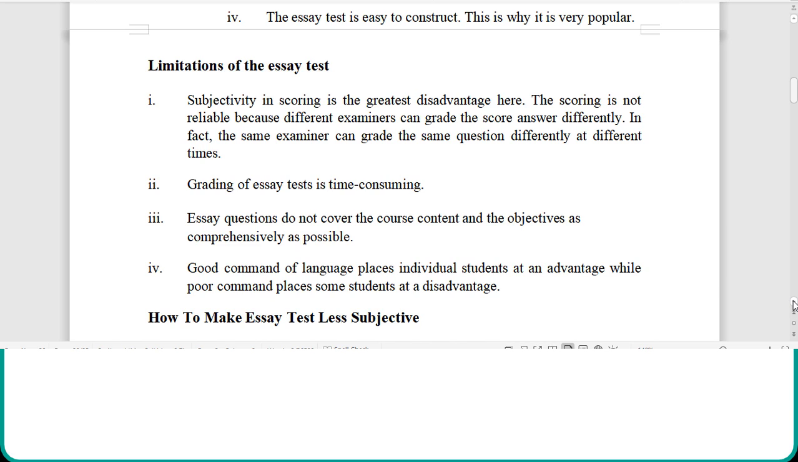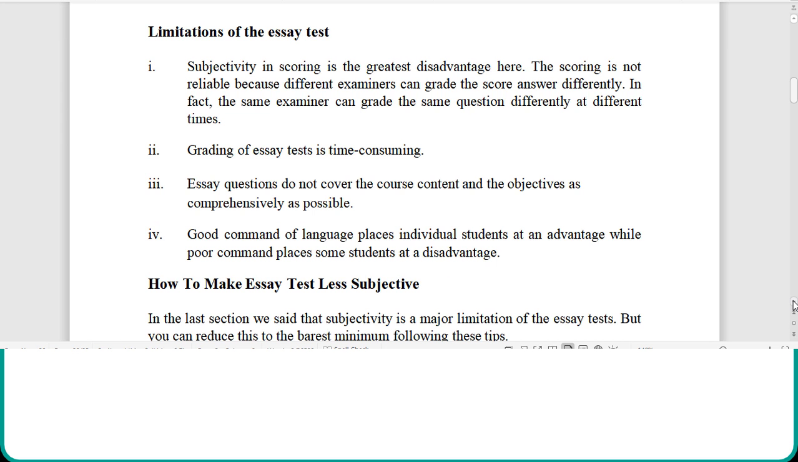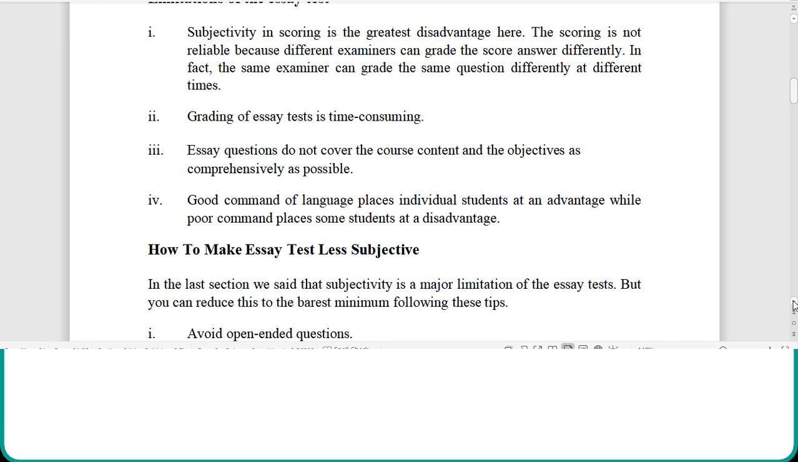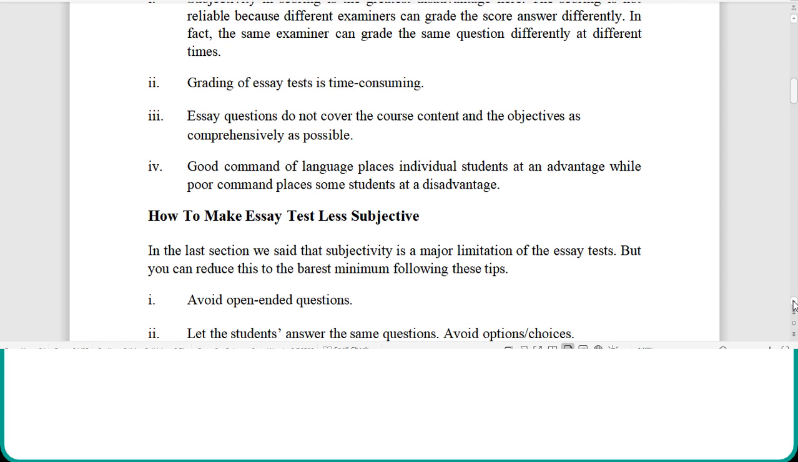Number one, subjectivity in scoring is the greatest disadvantage here. The scoring is not reliable because different examiners can grade the same answer differently. In fact, the same examiner can grade the same question differently at different times. Grading of an essay test is time consuming. Essay questions do not cover the course content and the objectives as comprehensively as possible. Good command of language places individual students at an advantage, while poor command places some students at a disadvantage.